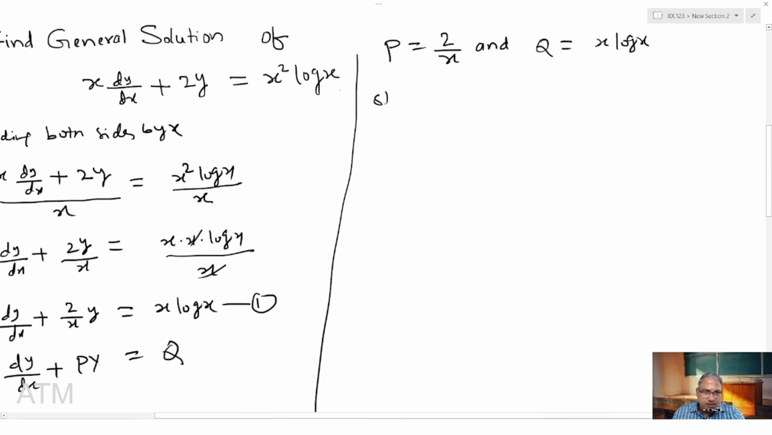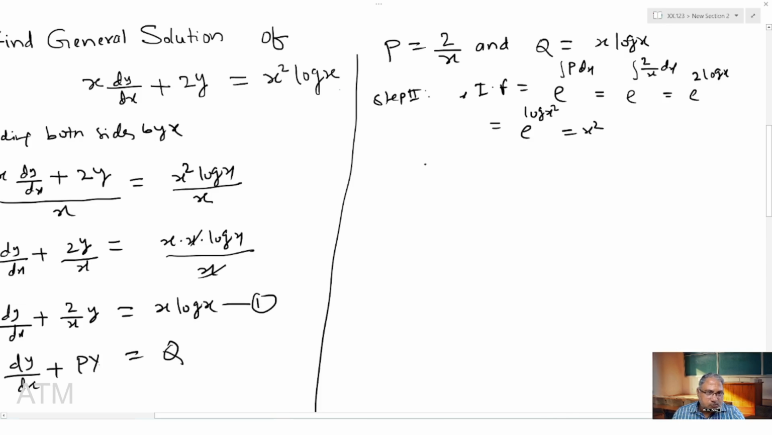The next step, that is step 2, we need to find the integrating factor. So integrating factor equals e raised to integration of p dx. So that is e raised to integration of 2 upon x with respect to x, 2 as it is, integration of 1 upon x is log x. So that equals e raised to log x square, that equals x square. Therefore, integrating factor equals x square. This step is over. Now step 3.